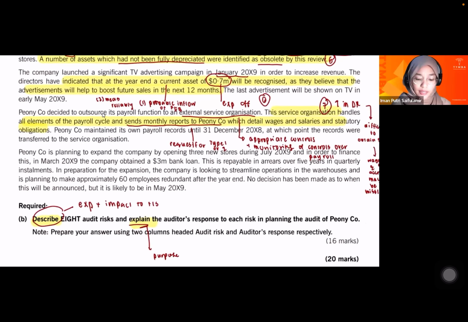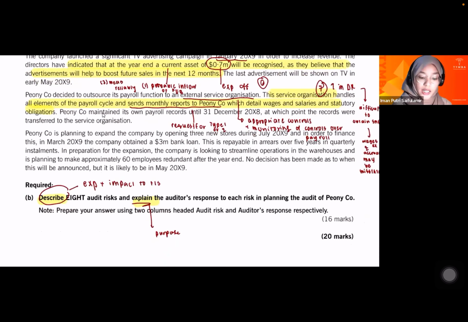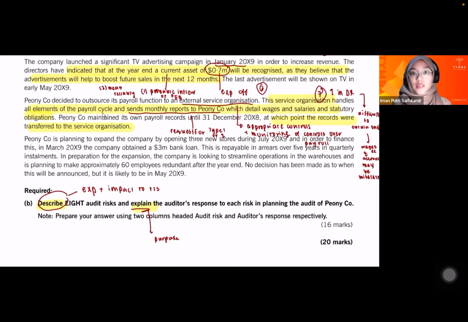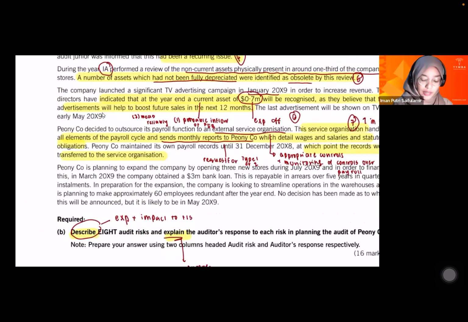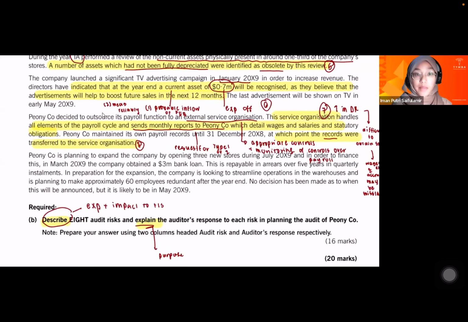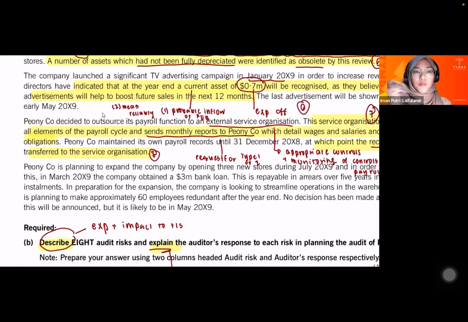Ponyco maintained its own payroll records until 31st December, at which point the records were transferred to the service organization. I think you can break this down into 2 different points. Number 8: whenever there is a transfer of records, there may be errors or omissions in the transfer. That may cause the payroll to be misstated. That's point number 8 here.